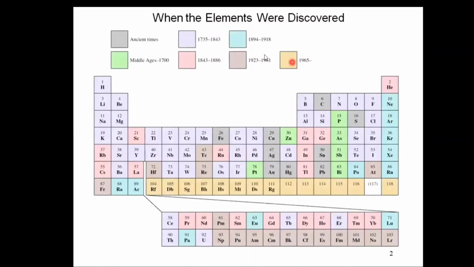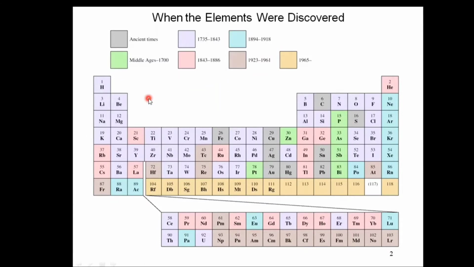This is the periodic table of elements. You know that chemists had to deal with these elements, and you should know when these elements were discovered. Some of the elements were discovered in ancient times, some in the Middle Ages, and some in the late centuries. This is all general information that a chemist should know.